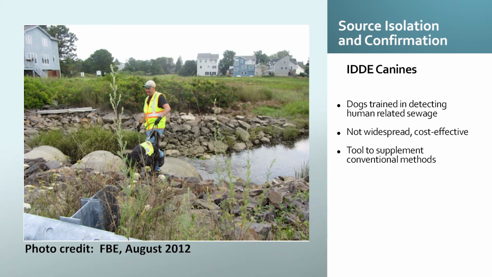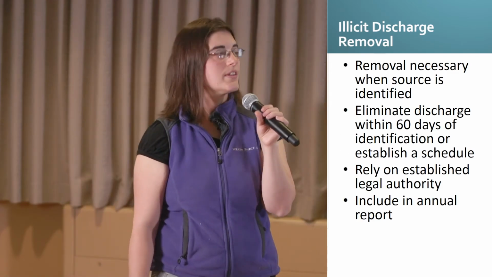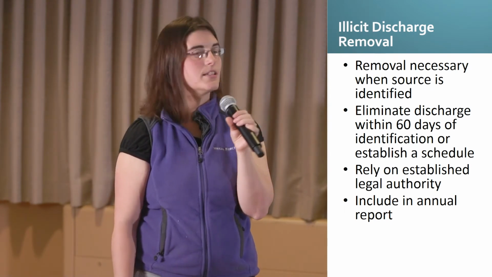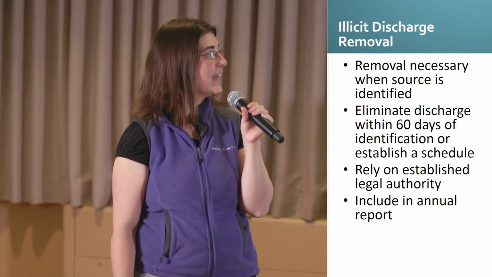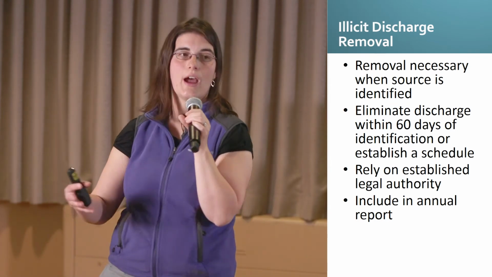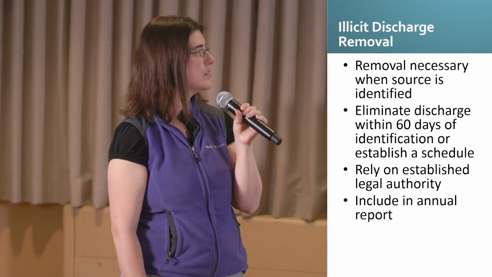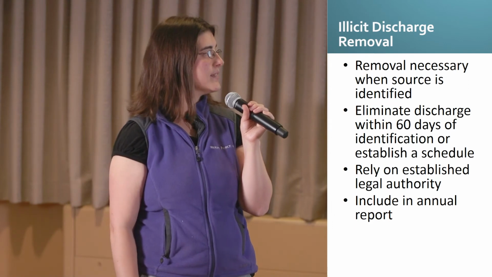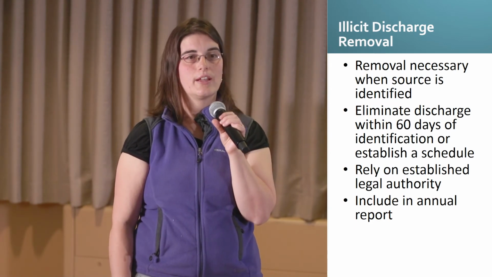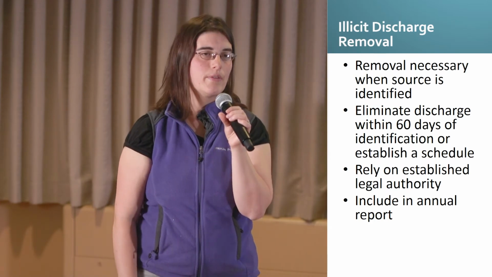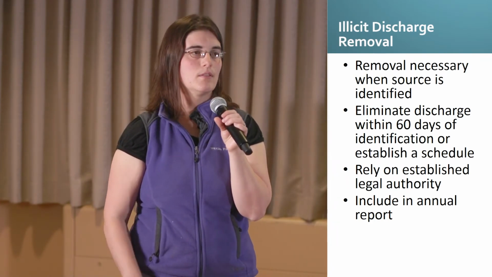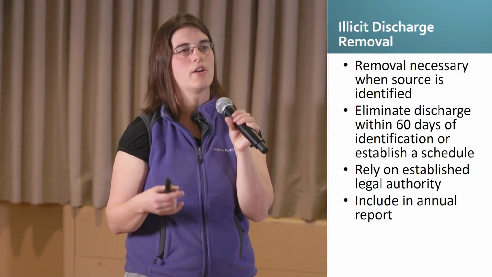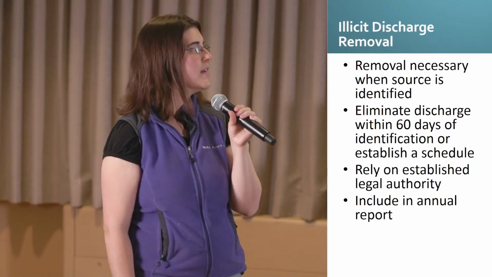So once a source of an illicit discharge is identified, removal is necessary. You need to eliminate the discharge within 60 days of identification, or you need to establish a schedule on how you're going to remove that illicit discharge. This is where you rely on your legal authority that you put in place, and then you need to include this in your annual report. There are specific requirements about the illicit discharge that was removed: location, date, how did you discover that this was an illicit discharge, how much flow did you remove, specifics like that.